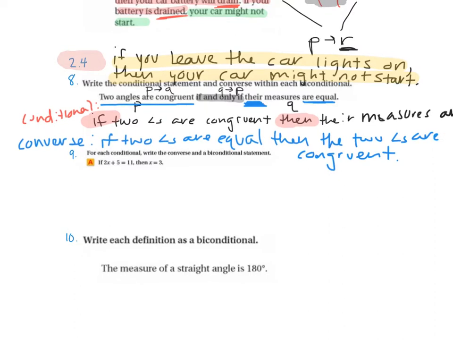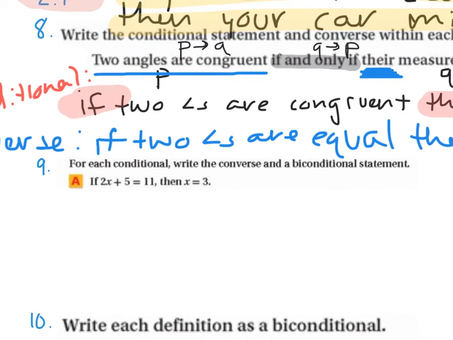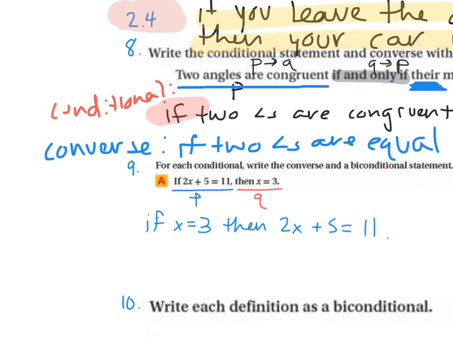So for each conditional, write the converse and biconditional statement. This is given to us in P, then Q form. So the converse has to be the flip, if Q, then P. So we would start with: if x is equal to 3, so we start with the Q, then we finish with the P: 2x plus 5 is equal to 11. This is our converse.